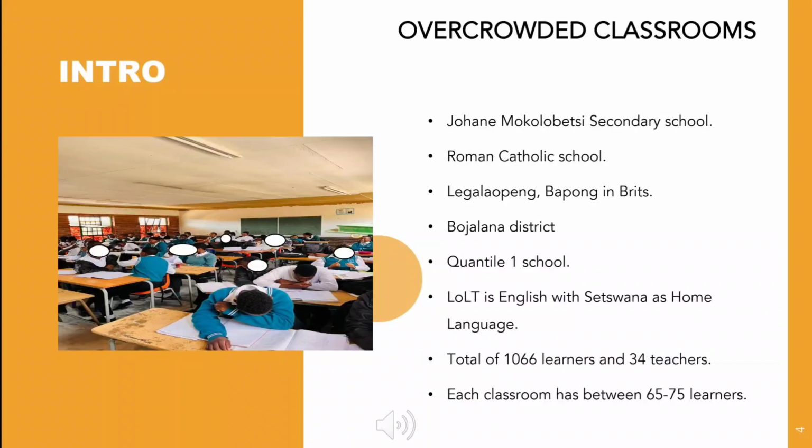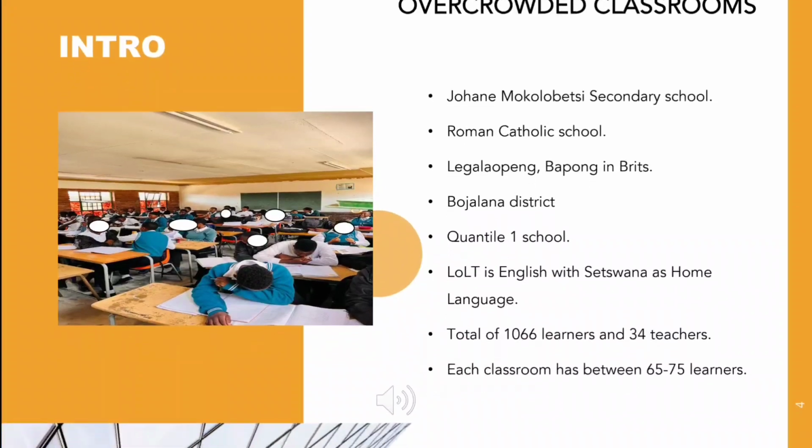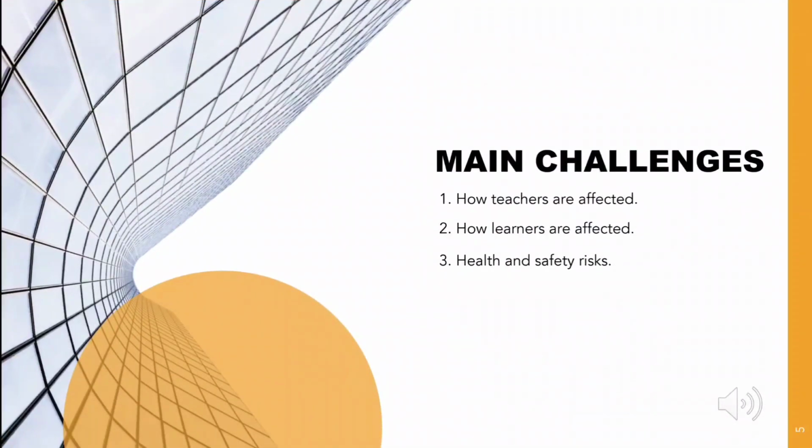This school has a total of 1,066 learners and 34 Black teachers. Each classroom has between 65 and 75 learners. These numbers automatically tell us that these classes are extremely overcrowded. There are three main challenges that we will be discussing, which are how teachers are affected, how learners are affected, and the health and safety risks of overcrowded classrooms.